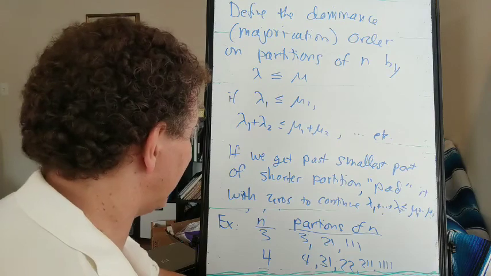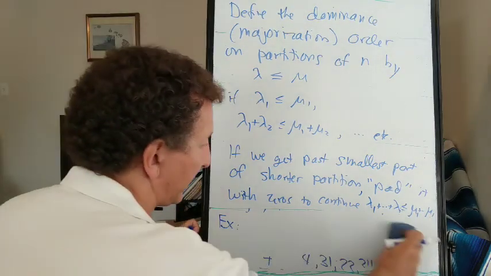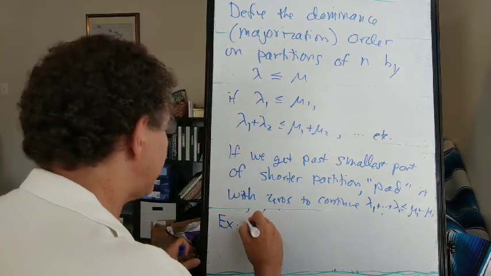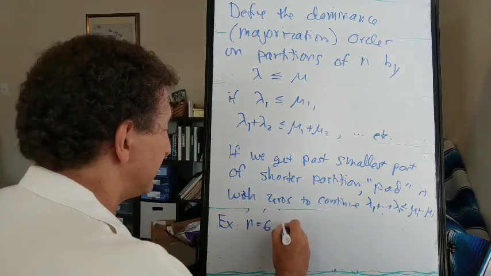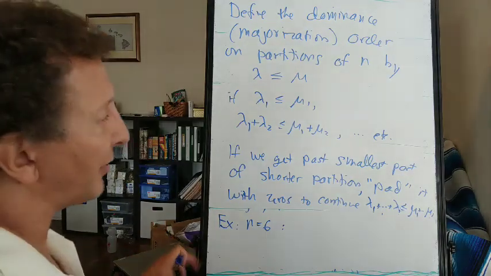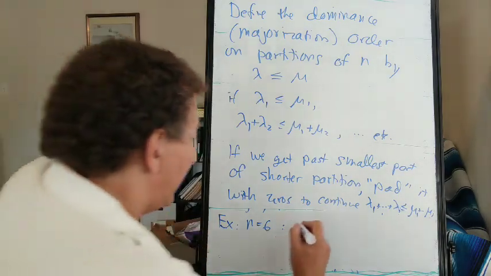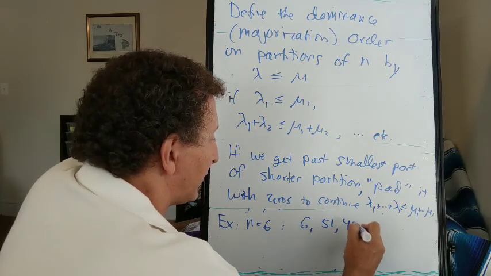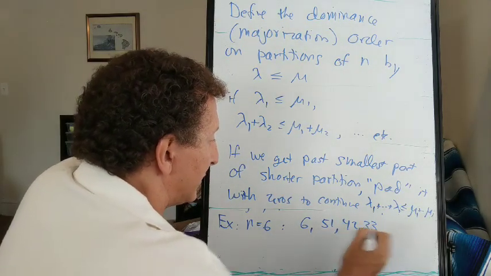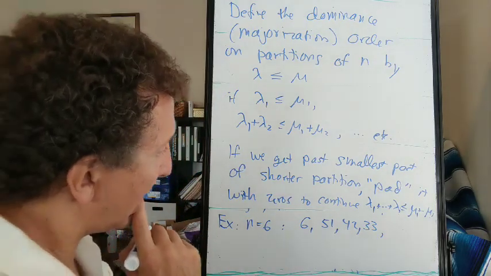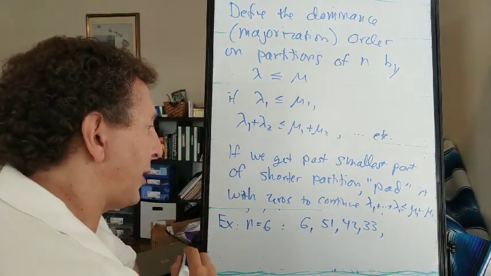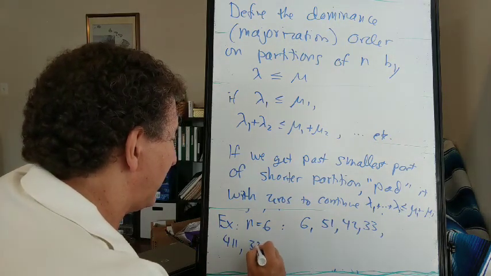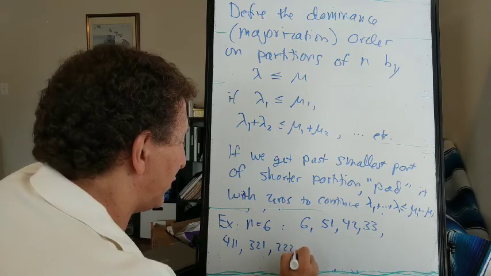So let's do this for n equals 6. So let's list the partitions first and then we'll order them in the poset. So we have 6. For the 2-part partitions, we've got 5, 1, 4, 2, 3, 3. Then for the 3-part partitions, we have 4, 1, 1, 3, 2, 1, 2, 2, 2.